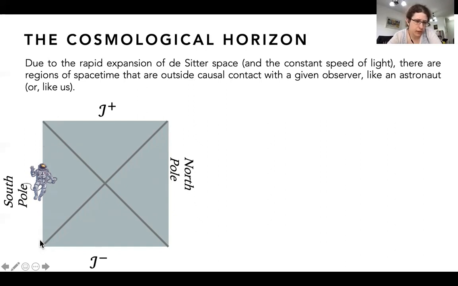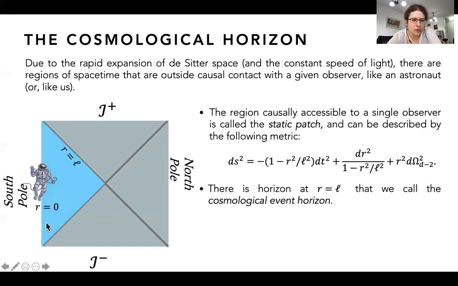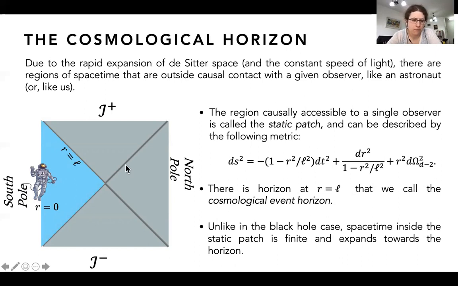We live over here on the South Pole, for example, on what we would call R = 0. And there is a cosmological horizon at some finite value of the radial coordinate. So this blue region over here is actually called the static patch, and it can be described by the following static patch coordinates. And as I said, there is a horizon at R = L that we call the cosmological event horizon. And of course, if we continue beyond this horizon, we are going to look at the expanding space and reach this R goes to infinity line, which is often dubbed Scri+.